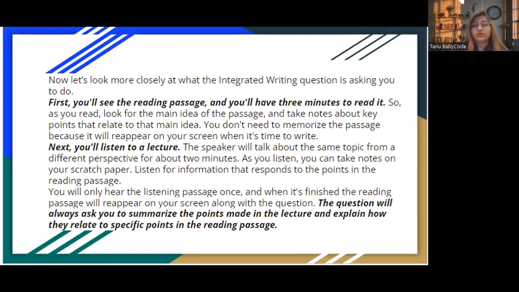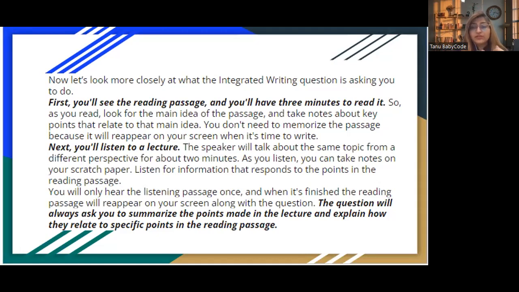Now, we already looked at what the writing question is, what your task is. Now let's describe the time duration you have. When you see the reading passage, you have only 3 minutes to read it. As you read, start looking for the main idea of the passage. You can take notes also for the key points, and those should relate to the main idea. You don't need to memorize the passage because it will reappear on screen when it's time to write.